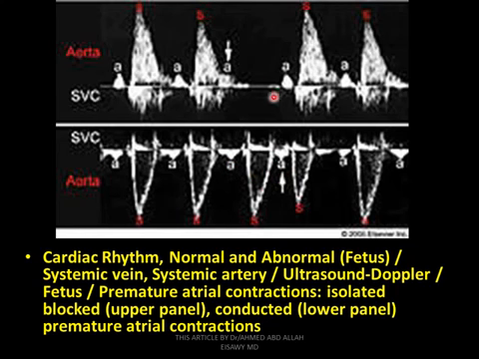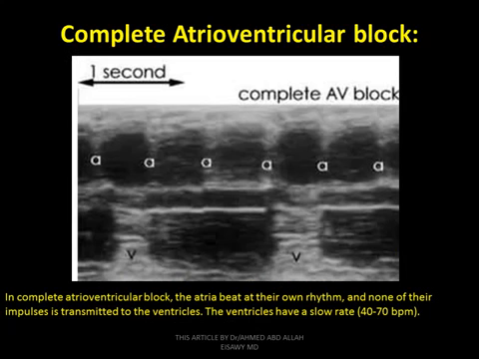Upper panel conducted and lower panel the other blocked form. Lower panel conducted form, upper panel blocked. These are various types of premature atrial contraction. Complete AV block: as we see, in complete AV block the atria beat at their own rhythm, and none of their impulses are transmitted to the ventricles.